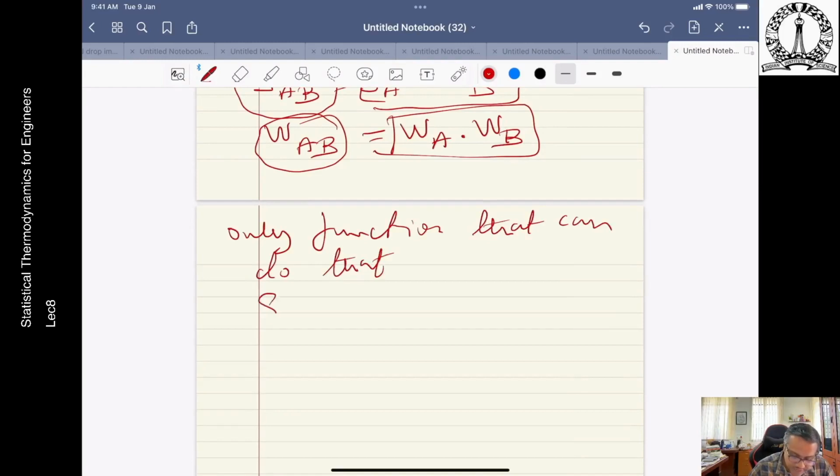is S given as K ln W, because logarithm is the only operator which can turn multiplicative into additive. So SA plus SB is equal to K ln WA plus K ln WB. Since they are within the logarithm, they can be multiplicative. This K, the constant, is called the Boltzmann constant.